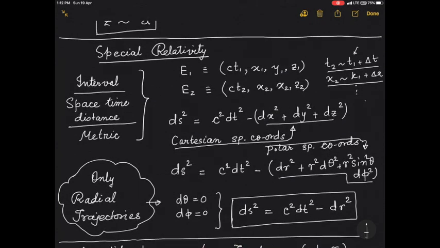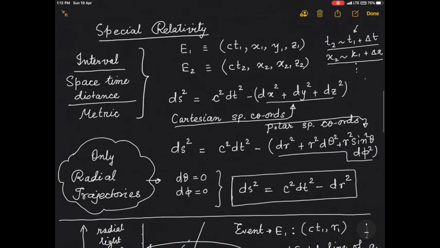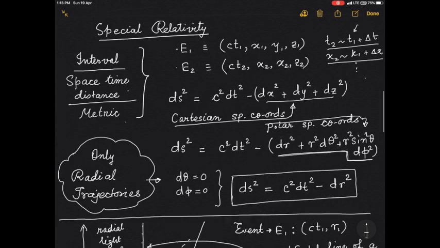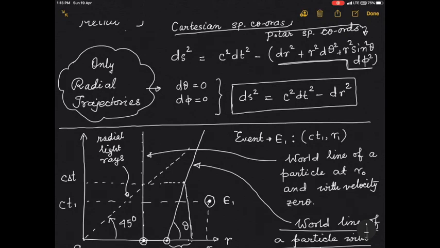So let us go back to our discussion on special relativity and revise for the time being. We said in special relativity we have this concept of interval, or we call it space-time distance or metric, which is essentially the space-time distance between two events E1 and E2, and that is given this way. When I write in terms of Cartesian spatial coordinates, but I can also write in terms of polar coordinates, where it comes out to be what is written over here.